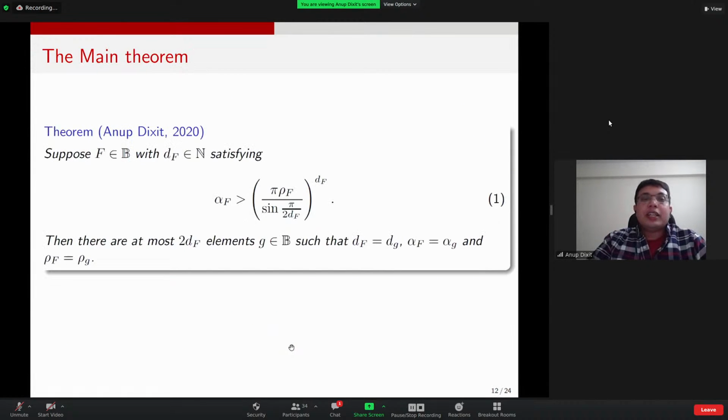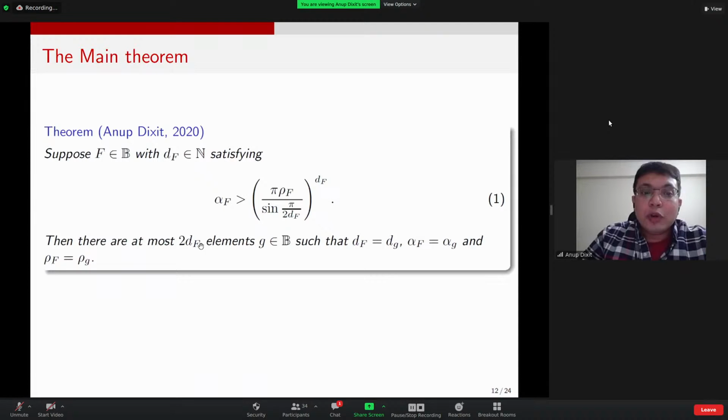Then, in fact, one can get a theorem very similar to the result of Burling. So it says that if you have a function in B with, let's say, the degree d_f a positive integer, and suppose it satisfies this condition, alpha_f is greater than something, pi times rho_f divided by sine(pi over 2d_f) equal to d_f, some weird looking condition.